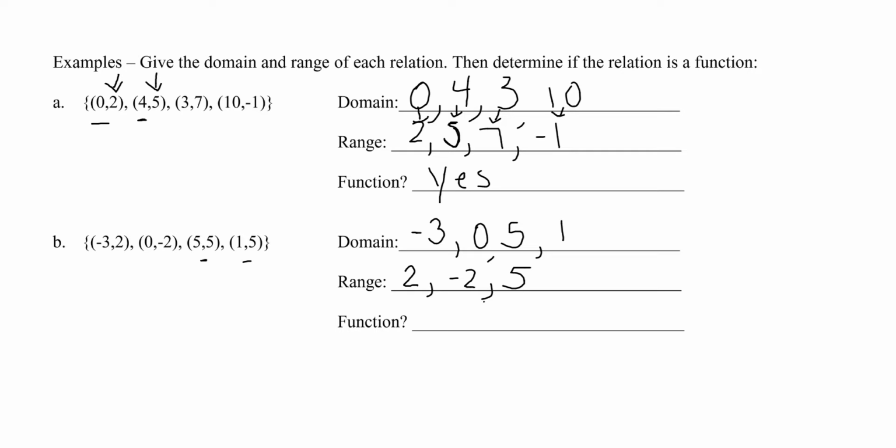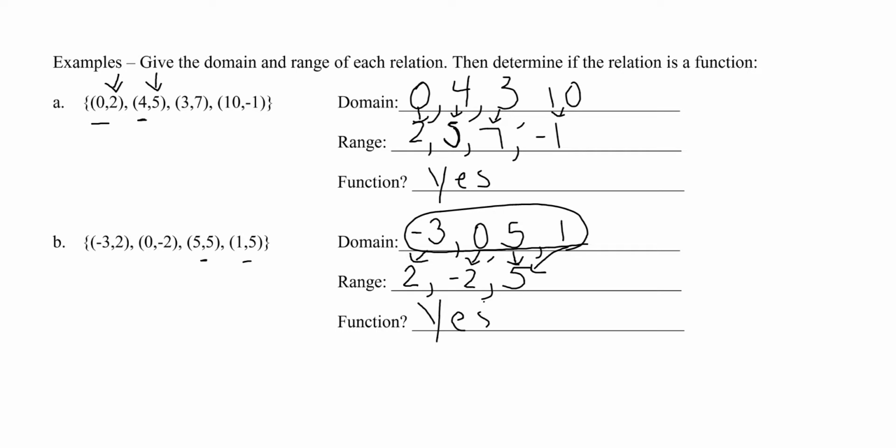Now, when I look at my relationship here, to see if it's a function, -3 goes to 2, 0 goes to -2, 5 goes to 5, and 1 goes to 5. So for this one, if we look at our x values, each x value goes to exactly one y. Now, 5 and 1 go to the same y value, but that's okay. It doesn't matter if they go to the same y value. They can only go to one y value. Basically, so this, yes, this is a function.